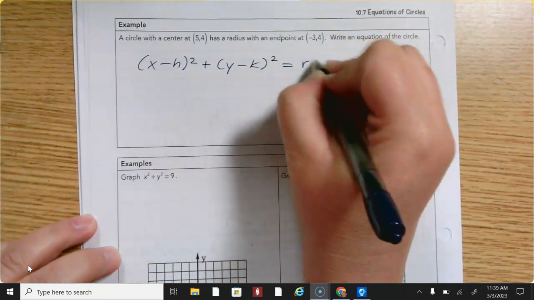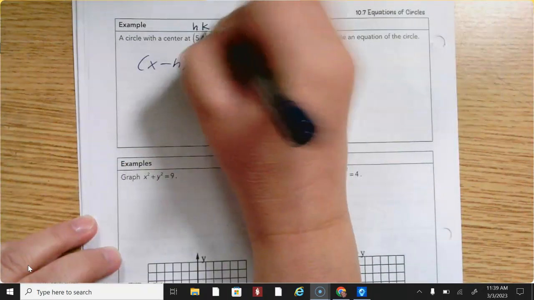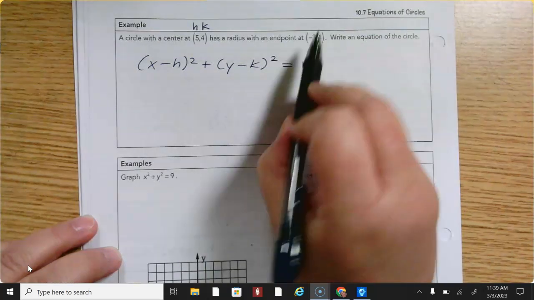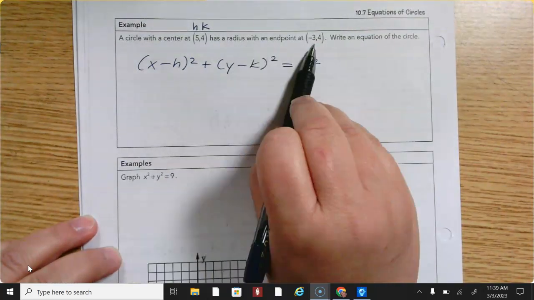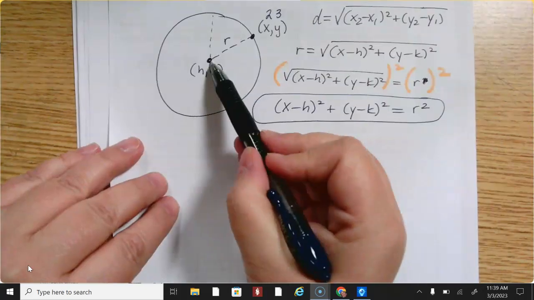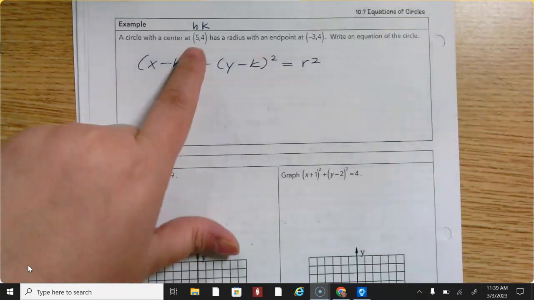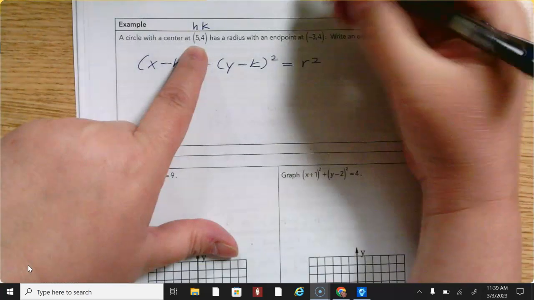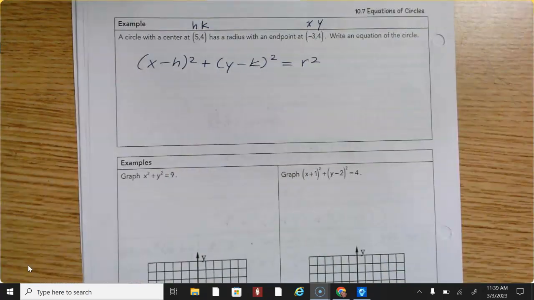Oh, there's a bell. All right, and I'm going to say this is the center, so this is H and K. This is a point on the circle. It says the radius has an endpoint at that point. Well, remember, the endpoint of a radius is either the center or it's a point on the circle. So since we already know the center is this guy, this must be a point on the circle. So we can call it X and Y to represent just some random point on the circle.